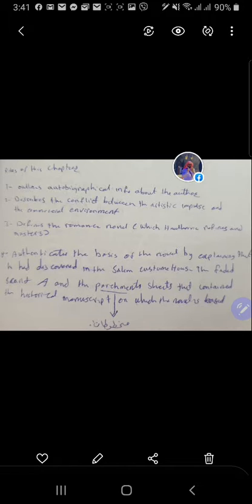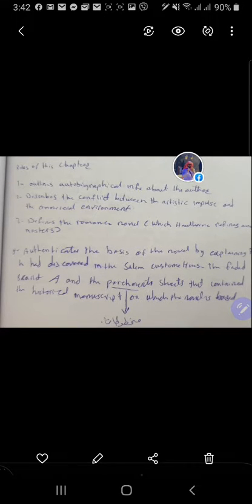The chapter also describes the conflict between the artistic impulses and the commercial environment at the time of the author. It also defines the romance novel, which Hawthorne later refines, develops and masters. It authenticates the basis of the novel by explaining the origin, where he got the novel from, how this idea fermented in his mind, and how he came up to write such a novel.